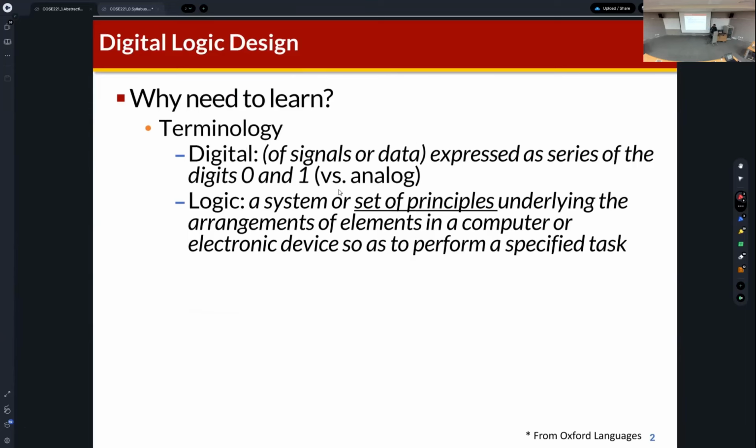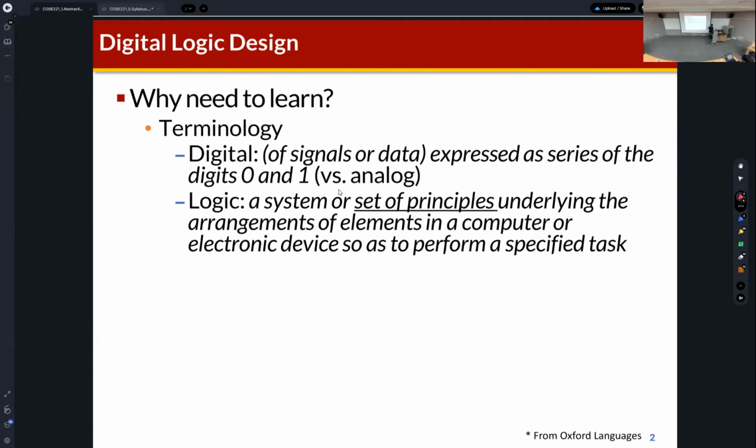So why do we need to learn this? Let's think about the terminology of this course. In English, this course is called digital logic design. So actually, you can find two important terms, digital and logic. So what does that mean?